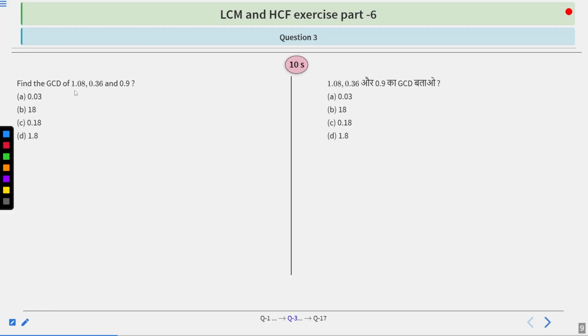Find the GCD of 1.08, 0.36 and 0.9 and options are 0.03, 810, 0.18 or 1.8. These are the options and you have 10 seconds to find out the correct answer. After that, I will do the solution.